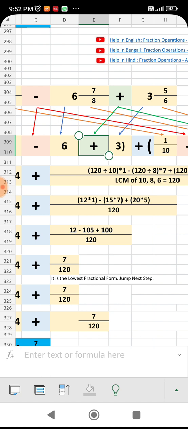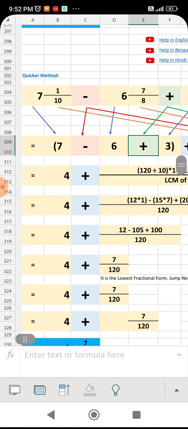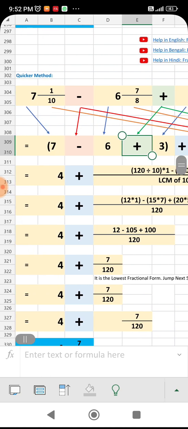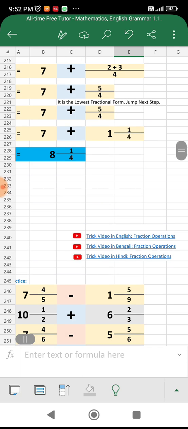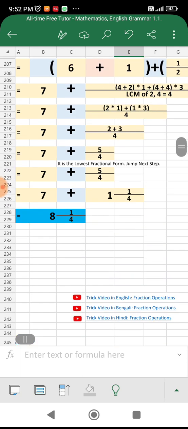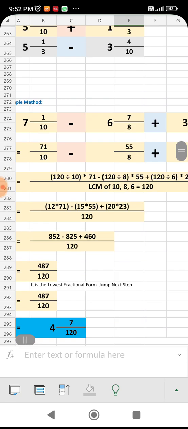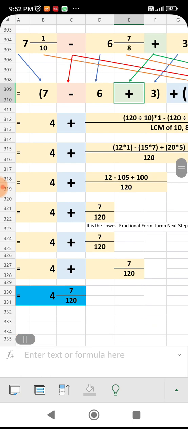Obviously, before starting this problem, you have to be confident in practicing two fractional numbers. Don't start this automatically. You have to be confident of this first for two numbers. Then you should go for these three numbers.